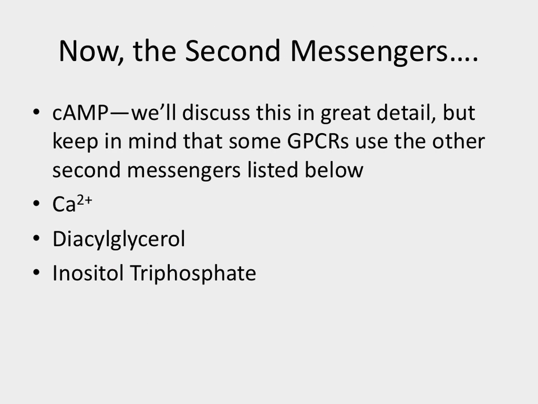So for second messengers, these are some examples. The one that we're going to talk about the most is called cAMP, or cyclic AMP. I like to say cAMP because it's catchy. But remember, some of the GPCRs don't use cAMP. Some of them use other ones, like calcium. The calcium ion can be a second messenger. Diacylglycerol, some people call DAGs, can be. Inositol triphosphates can be. There's a whole bunch of different possibilities. But the one that we're going to go in greatest detail about is cAMP, because that's the one that's used by epinephrine.